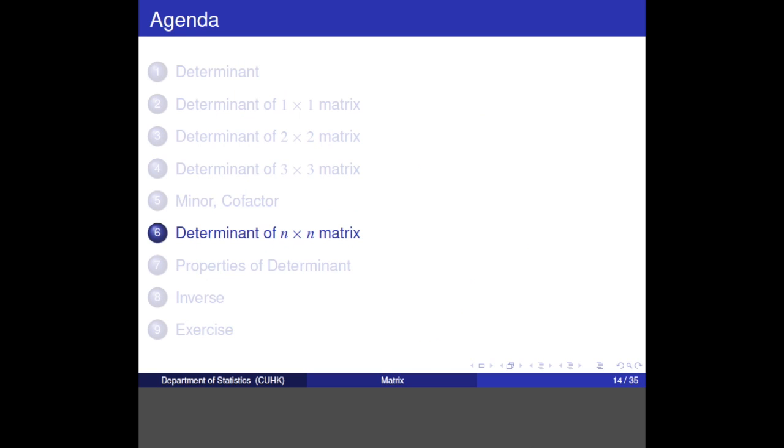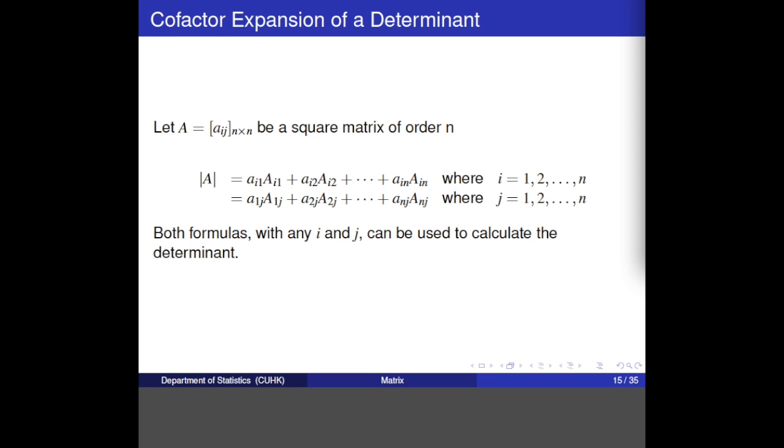Determinant of n times n matrix. Let A be a square matrix of order n. Here are the formulas of determinant of A. Both formulas with any i and j can be used to calculate the determinant.